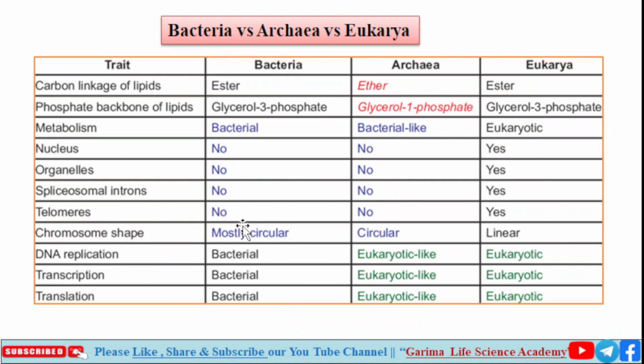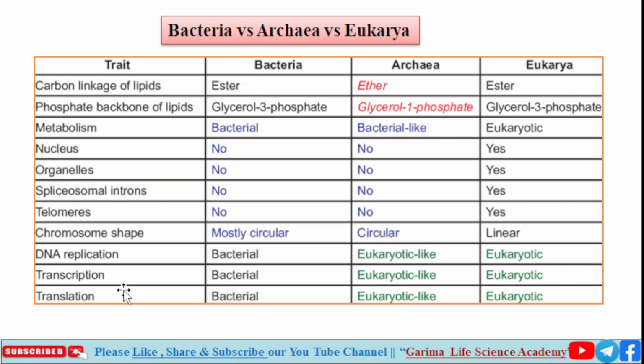Chromosome shape. Chromosome shape in bacteria is mostly circular. In case of archaea it is also circular, but in case of eukarya it is linear in shape. The seventh feature is DNA replication. In case of bacteria it is bacterial mode, in case of archaea it is eukaryotic-like, and in case of eukarya it is eukaryotic.